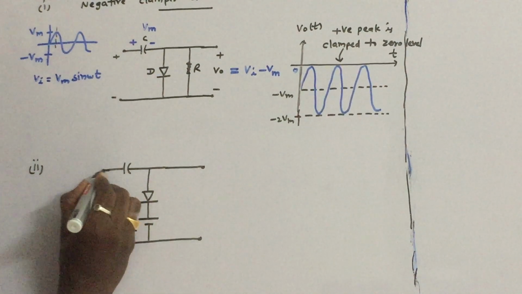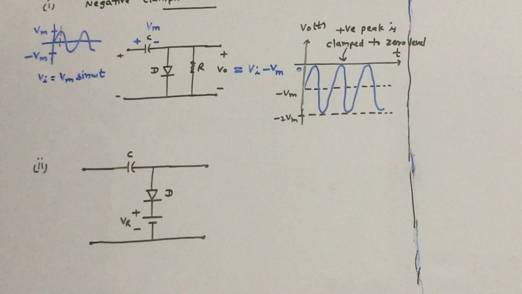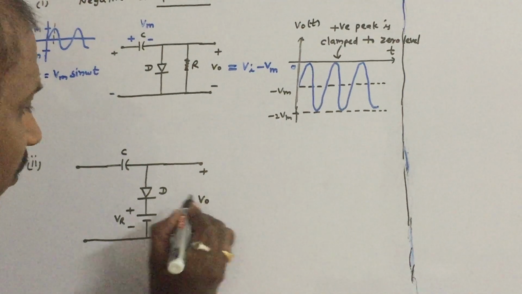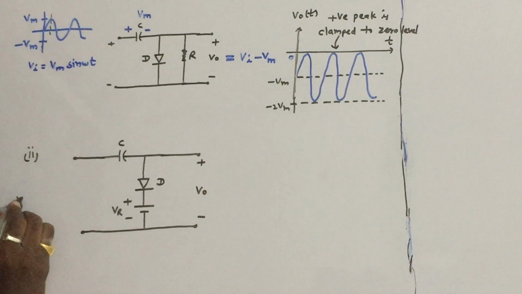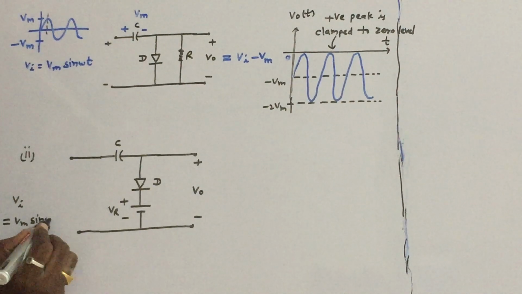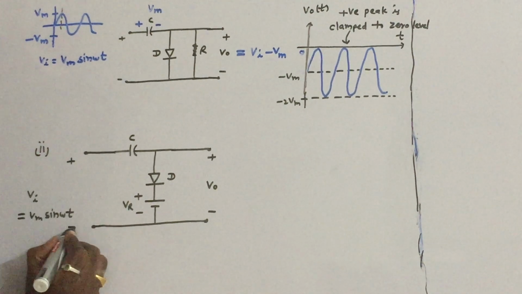Let us see what is the change in the output waveform. This is the capacitor, and this is the diode, where we take the output voltage V0. This is VA. What VA are we applying? VA is equal to Vm sine omega t. This is the sinusoidal input we are applying to this circuit.